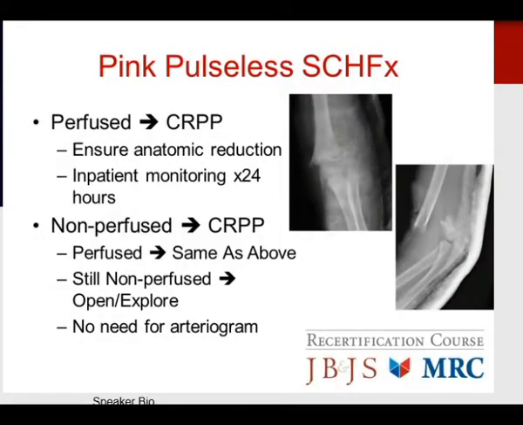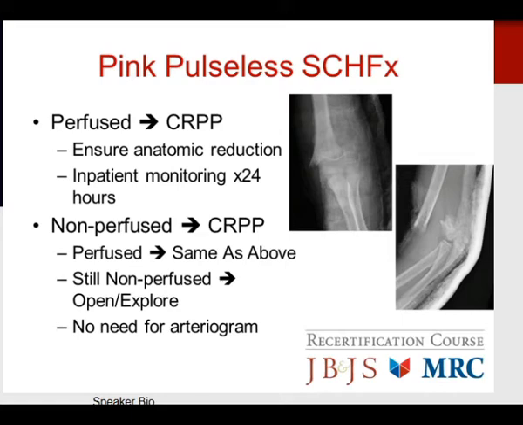A very highly testable concept is that of the pink pulseless supracondylar humerus fracture. Between 10 and 20% of type 3 injuries will present without a pulse. However, a lot of these will be perfused or so-called pink pulseless. This represents a fracture without a palpable pulse but with a well-perfused hand, and this can be demonstrated by checking capillary refill, skin turgor, and skin temperature.